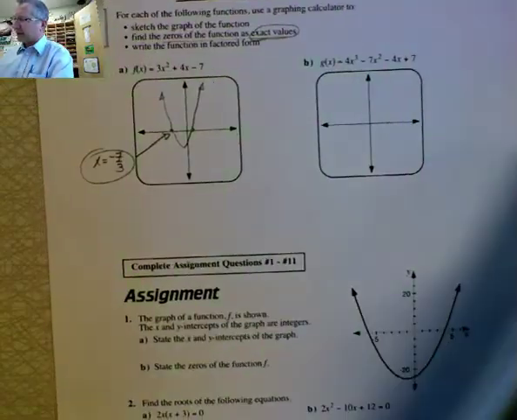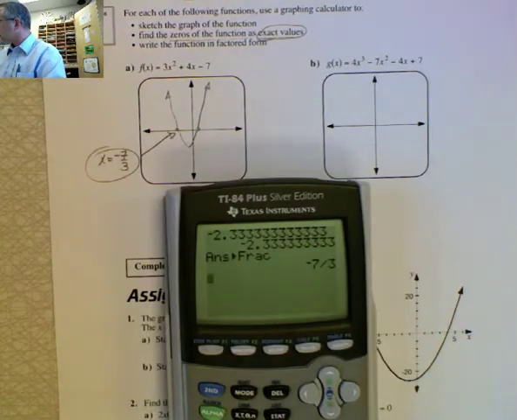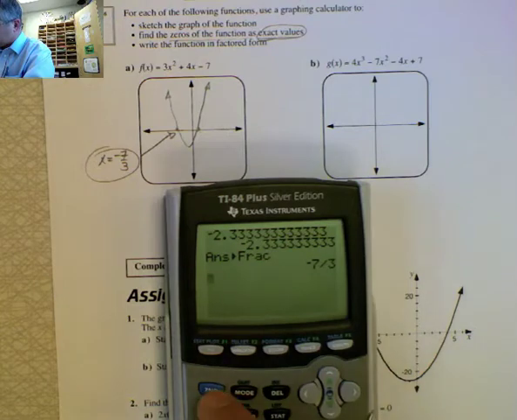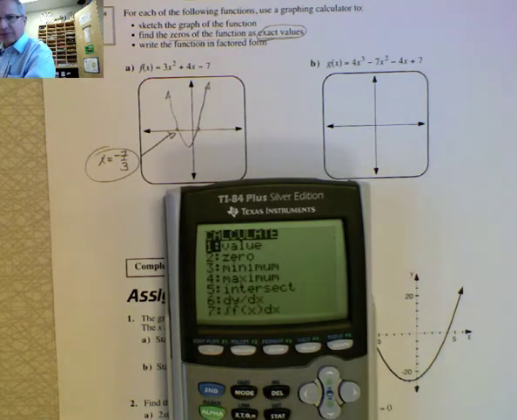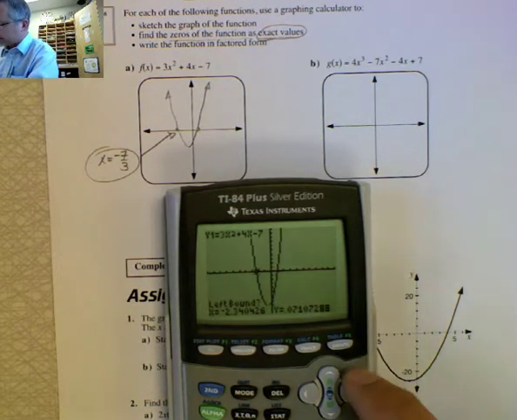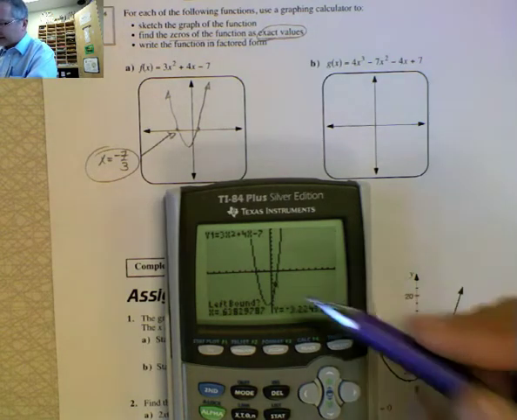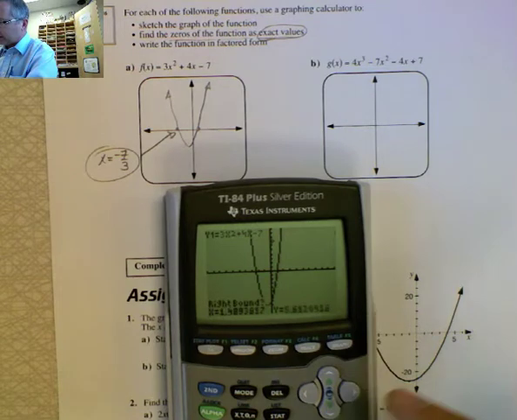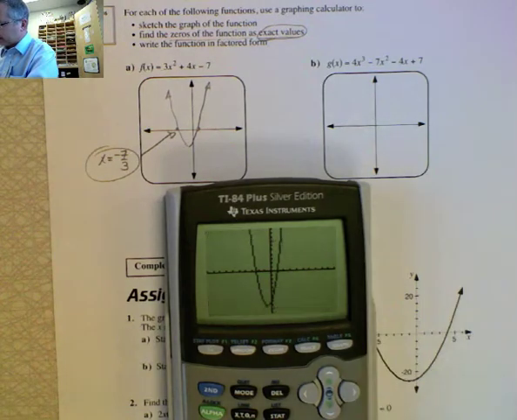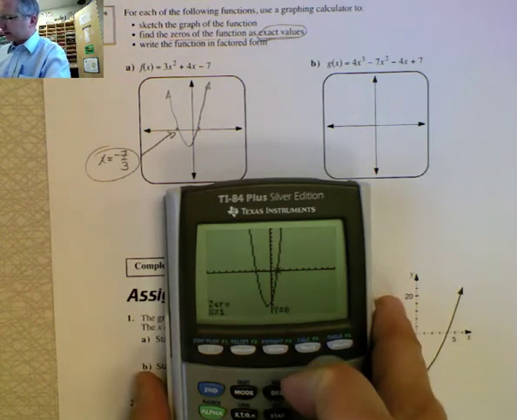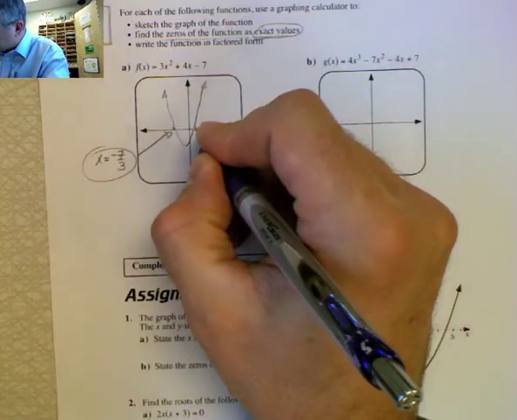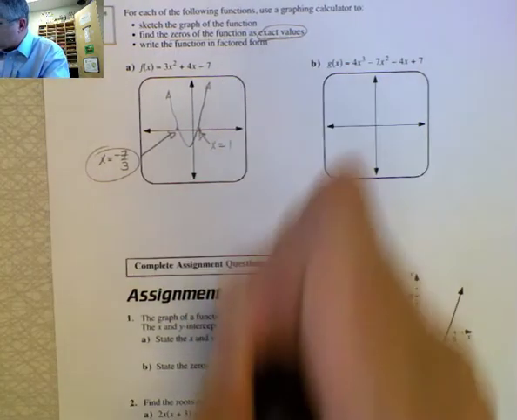Now we're going to find our second x-intercept. What we're going to do is go second function and trace, and we're going to choose number 2 for 0. This time our left bound is somewhere underneath the x-intercept, and our right bound is somewhere above the x-intercept. And in this case, it tells us this x-intercept here has an x value of 1.